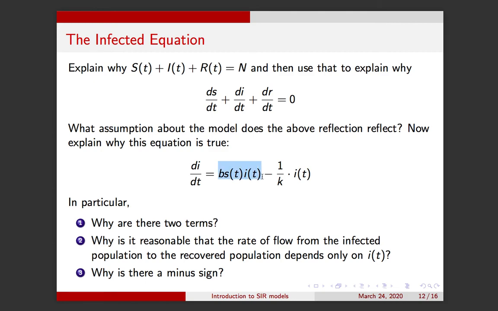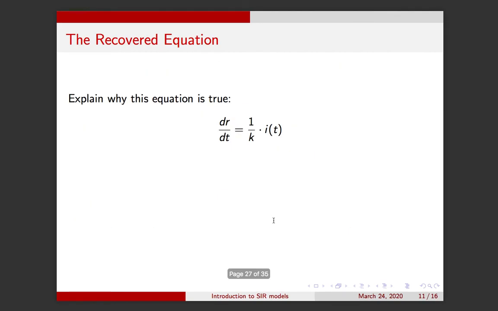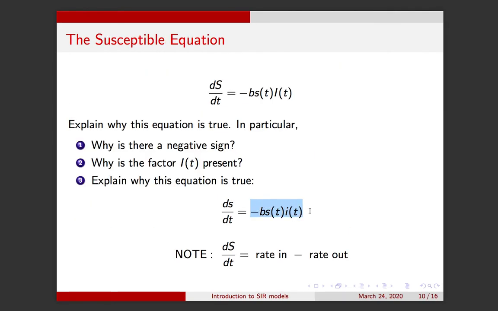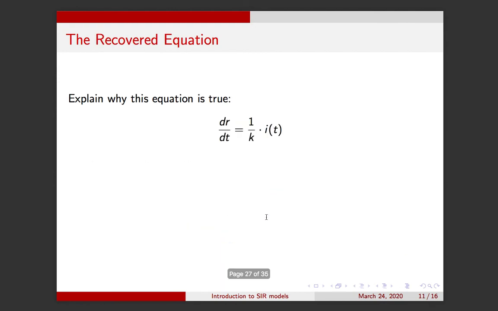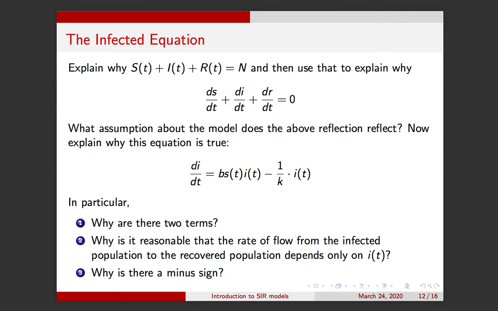Anyway, this should be recognizable to you, right? That's basically ds dt. It's just that ds dt was negative that, right? Why was that negative there? Because it was an outflow. But where is that outflow going? It's going to the infected population, so now it's positive. This you should recognize from the previous slide, right? This was flowing into the infected population. Where was it flowing from? Flowing from the infecteds. So it's negative for the infecteds.